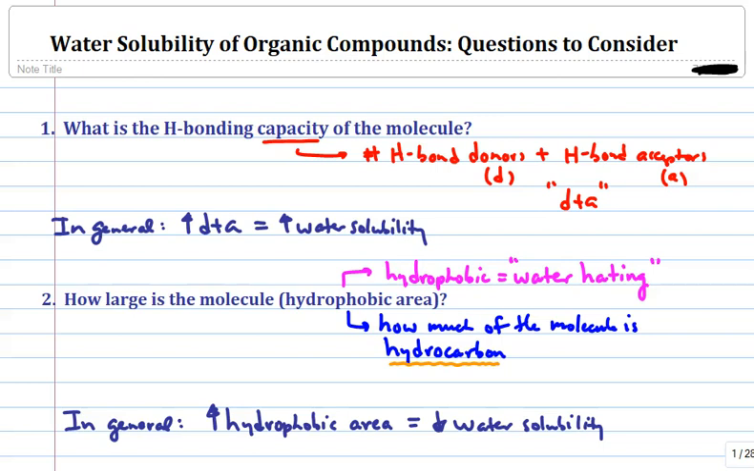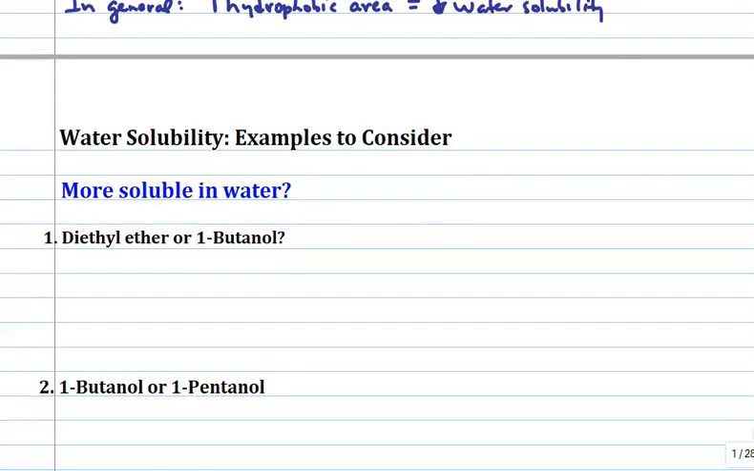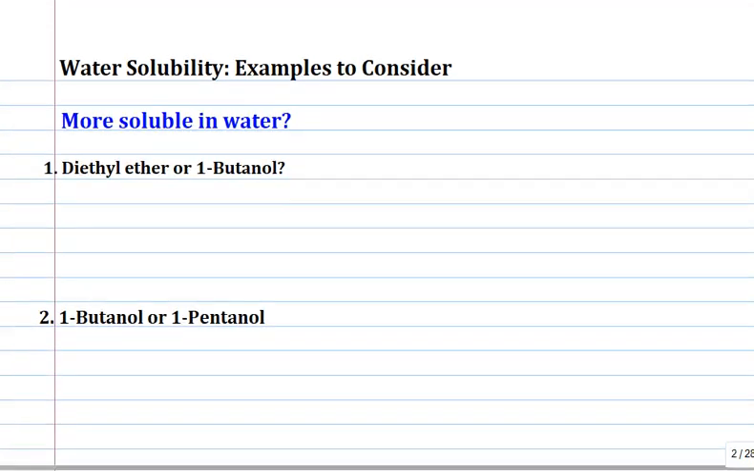So let's do an example here. Let's do some competitions. And this will help us review our organic nomenclature as well. So this is a win-win situation. So which is more soluble in water, diethyl ether or 1-butanol?